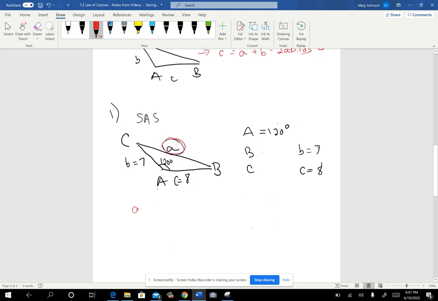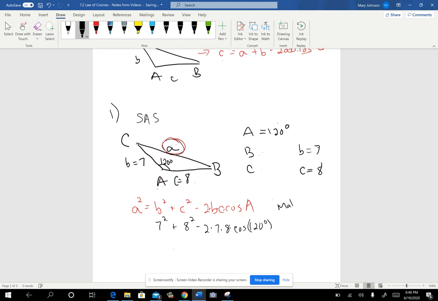So that side squared, a squared, would equal b squared plus c squared minus 2bc, and then cosine of angle A. And remember, that's times in between each of those. Now you just plug in the information you know, right? So you know B is 7, C is 8, and you know A is 120 degrees. Make sure you're in degree mode. That's one of the big issues with trig.